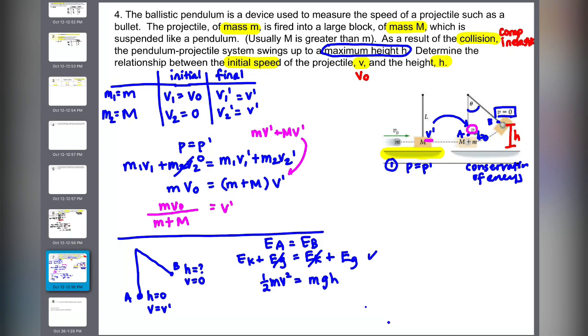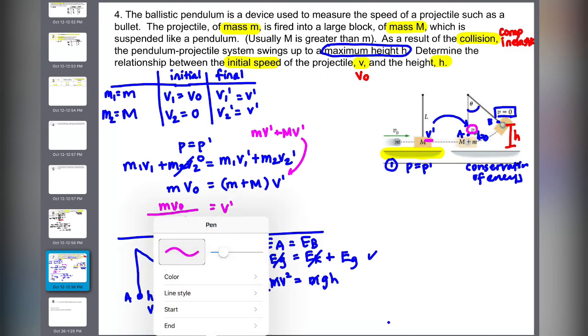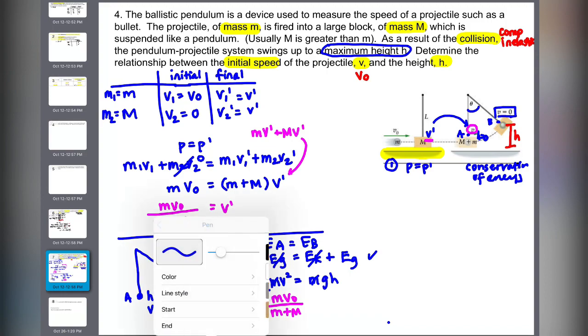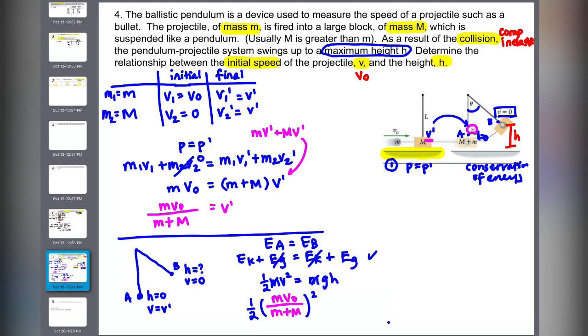And notice in this particular case, I can cancel the mass because the mass on both sides is the sum of the two masses. Okay, and what am I plugging in now? V1 prime is basically the speed at point A. So I'm going to plug in 1/2 times the v that I got, and I need to square that, equals g times h.